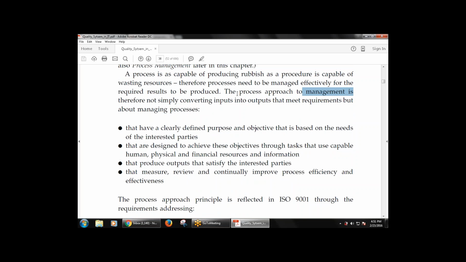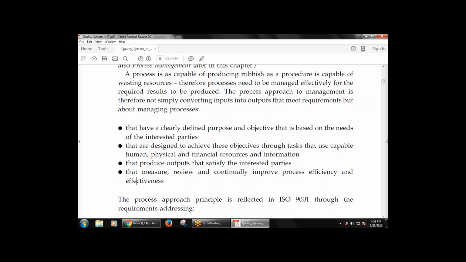So the process approach to management is not simply converting input into an output that meets the requirement, but also managing processes that have a clearly defined purpose and objective based on the needs of the interested parties, that are designed to achieve these objectives through tasks that use capable human, physical, and financial resources and information, that produce output that satisfies the interested parties, and that measure, review, and continually improve processes, effectiveness, and efficiency.